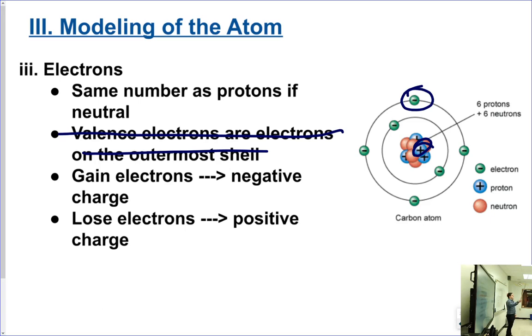Yeah, what's up, Hannah? So no matter what, if it gains an electron or loses them, it's still called an ion? Still called an ion. What kind of ion? That's the next slide.